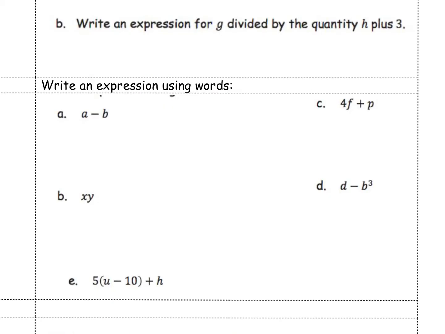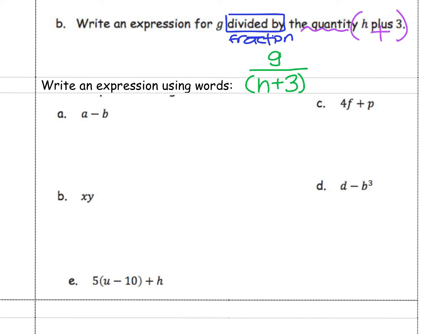The second one says write an expression for G divided by the quantity H plus 3. So we've got to translate this into our math problem. G divided by, I know I can use a fraction bar. The quantity is another parenthesis word, so we're going to put parentheses around H plus 3. So I'm going to have G first, then my fraction bar, parentheses, H plus 3. Because I used a fraction bar, I don't necessarily have to have parentheses, but if I had used my division symbol, parentheses would have to be in there. So it's just helpful to put them there so we don't forget.